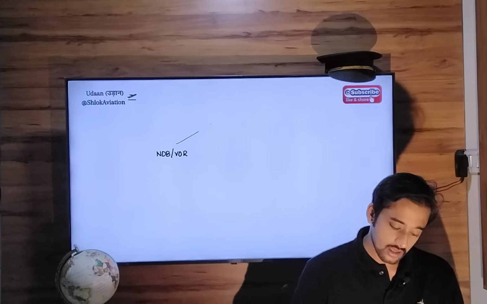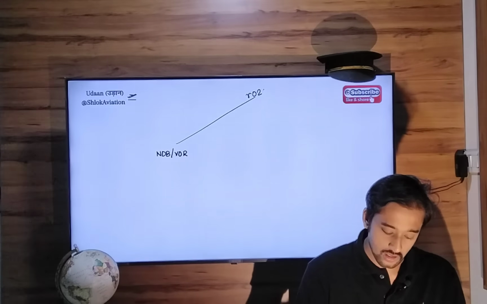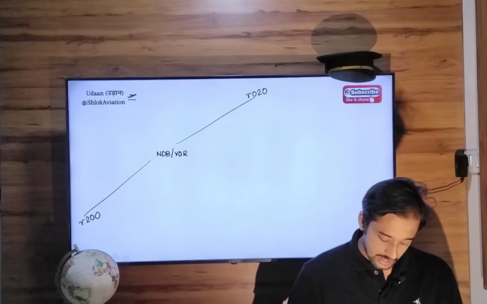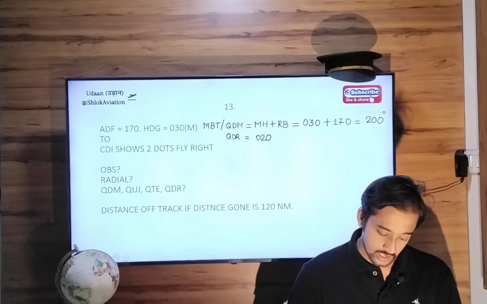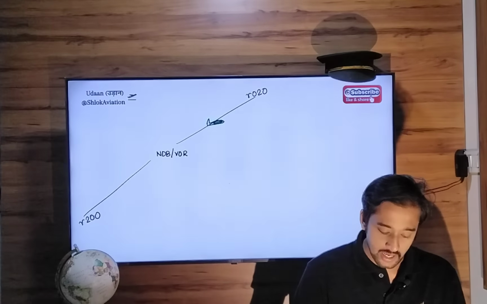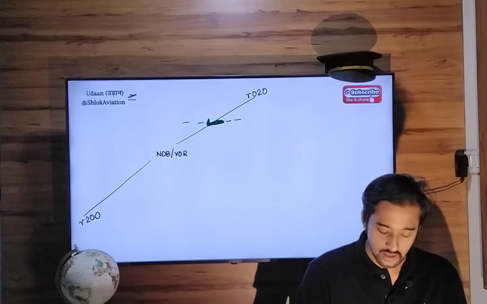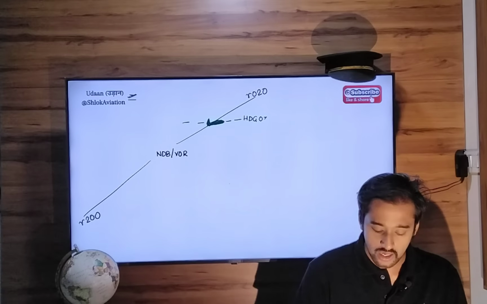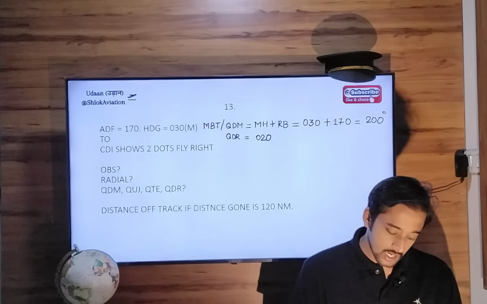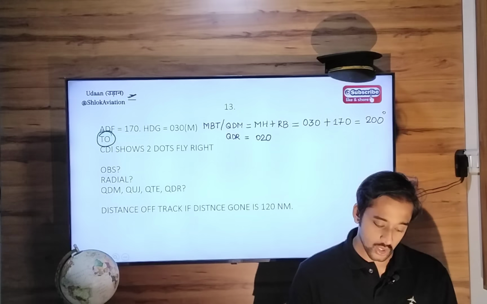So over here NDB and VOR are co-located. This is radial 020. The opposite of it is radial 200. Aircraft is on radial 020, heading 030. You are getting a two indication.